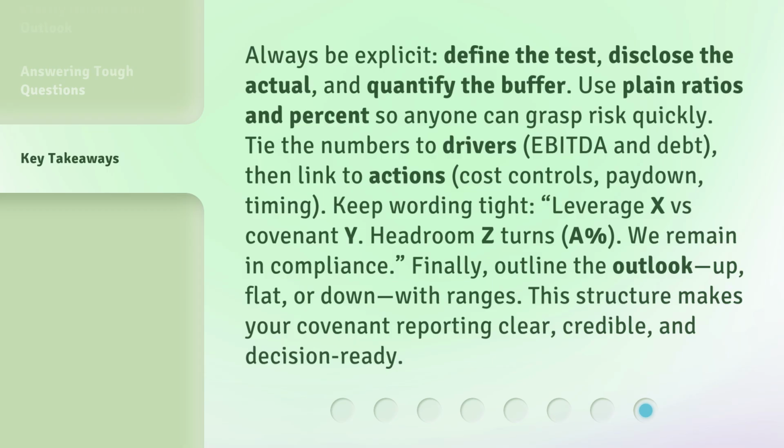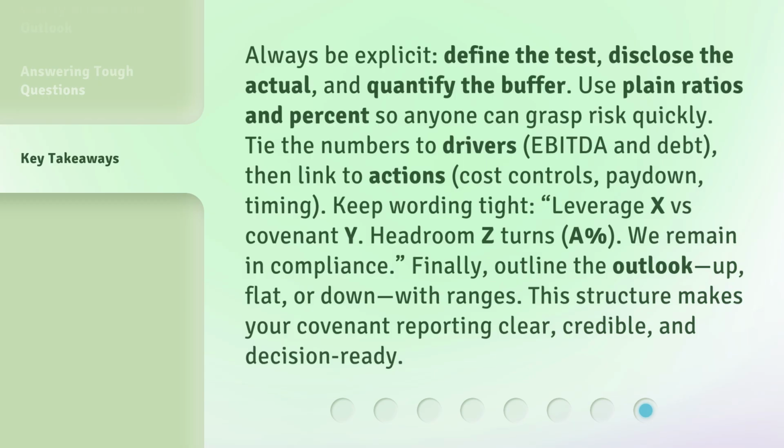Always be explicit. Define the test, disclose the actual, and quantify the buffer. Use plain ratios and percent so anyone can grasp risk quickly. Tie the numbers to drivers, EBITDA and debt, then link to actions. Cost controls, pay down, timing.